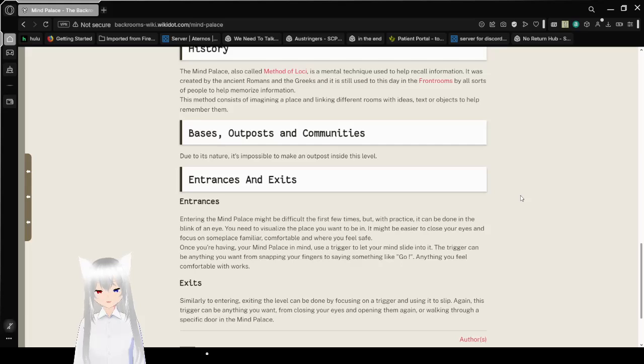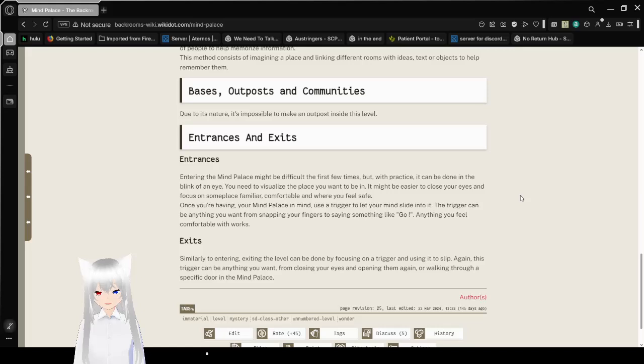Anyway, bases, outposts, and communities. Due to its nature, it's impossible to make an outpost inside this level. Entrances and exits. Entrances. Entering the Mind Palace might be difficult the first few times, but with practice, it can be done in the blink of an eye. You need to visualize the place you want to be in. It might be easier to close your eyes and focus on some place familiar, comfortable, and where you feel safe.